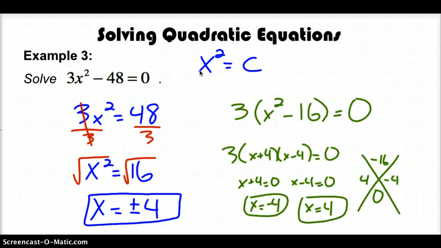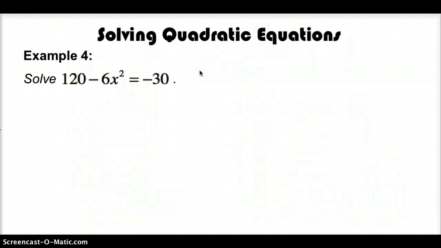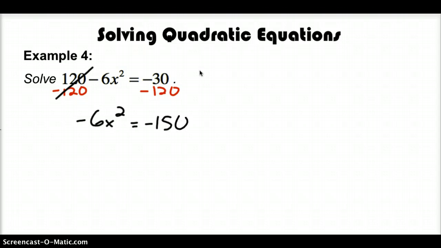So again, there are two different ways that we can solve that, and I want you to actually know both. Let's take another look here. This is a little bit more complicated, but I think we can handle it. I'm going to start by subtracting the 120 from both sides, and that gives me negative 6x squared equals negative 150.